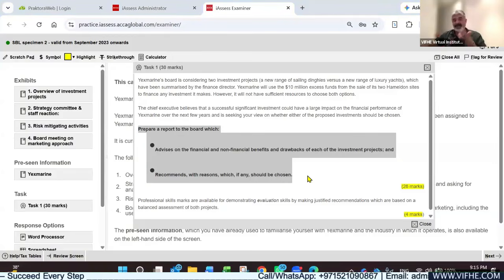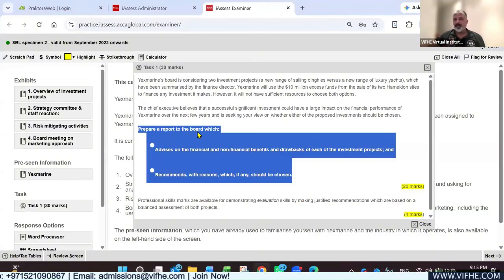What is the meaning of technical requirement? It simply means what exactly are you supposed to do? What the examiner wants you to do? So it says prepare a report for the board which advises blah blah blah, and this is what you need to do. This is called the technical requirement. It is worth 26 marks.